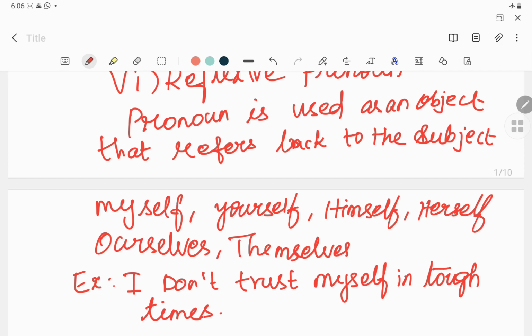When the object comes to refer to the subject, we can tell it as a reflexive pronoun. So this is about emphatic pronoun and reflexive pronoun.